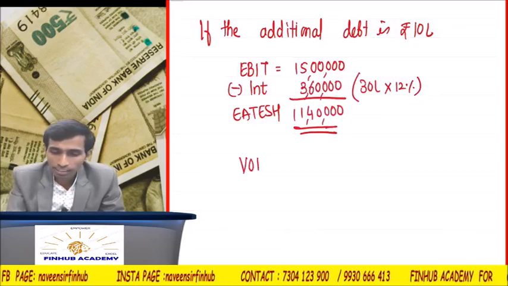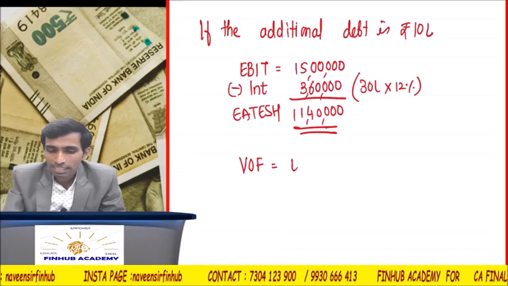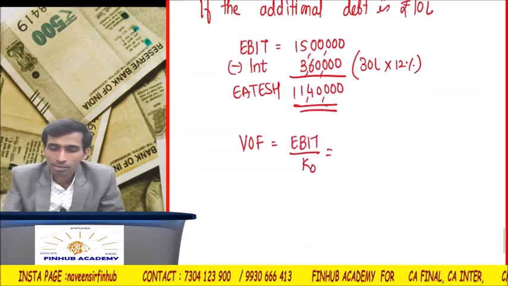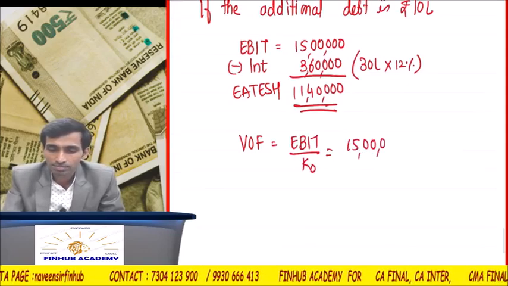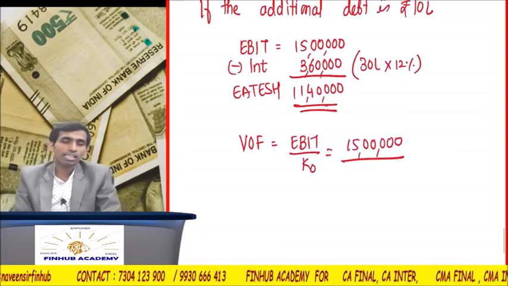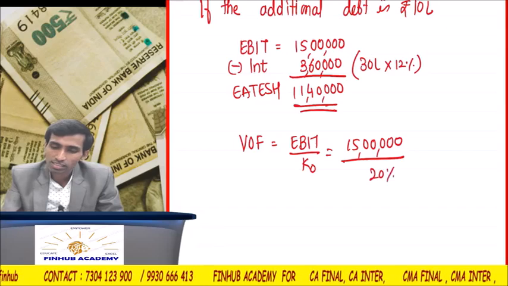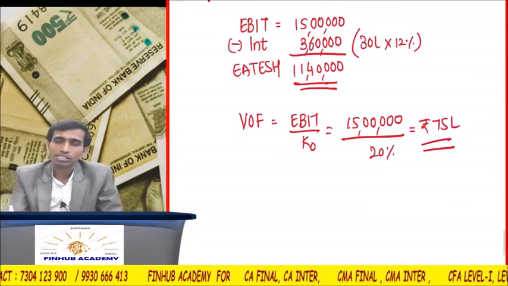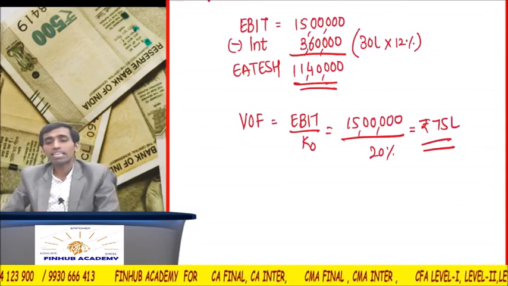Value of the firm, net operating income approach. EBIT upon KO. EBIT is how much? 15 lakhs. KO is how much? 20%. So the answer is rupees 75 lakhs. It will be the same because the EBIT didn't change and the KO is constant.